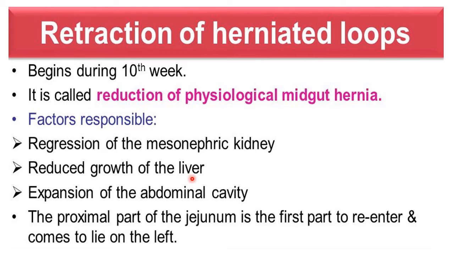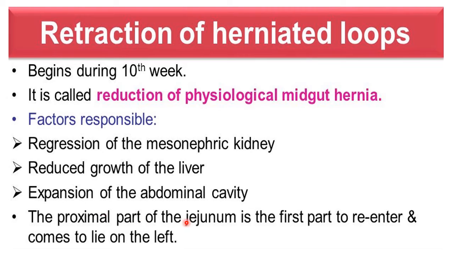Initially the liver took up most of the abdominal cavity, but when there is reduced growth, that helps the retraction of the herniated loops back. Also, the abdominal cavity grows and expands, becoming more accommodating for all the structures. These are the three factors. Many times you are asked what the factors responsible for retraction are. So you must remember: decreased growth of the kidney, reduced growth of the liver, and increased growth or expansion of the abdominal cavity. These are the factors which help in retraction.